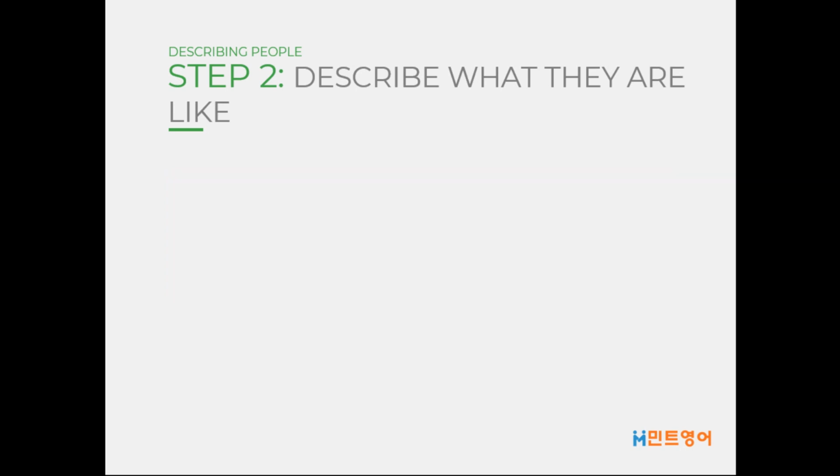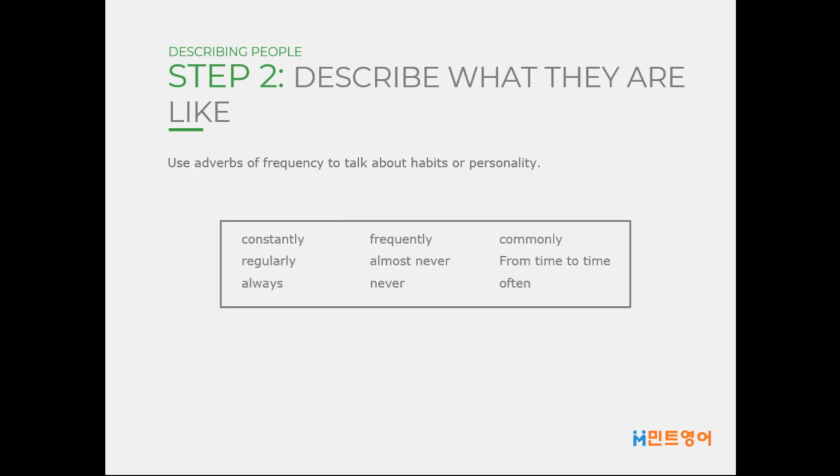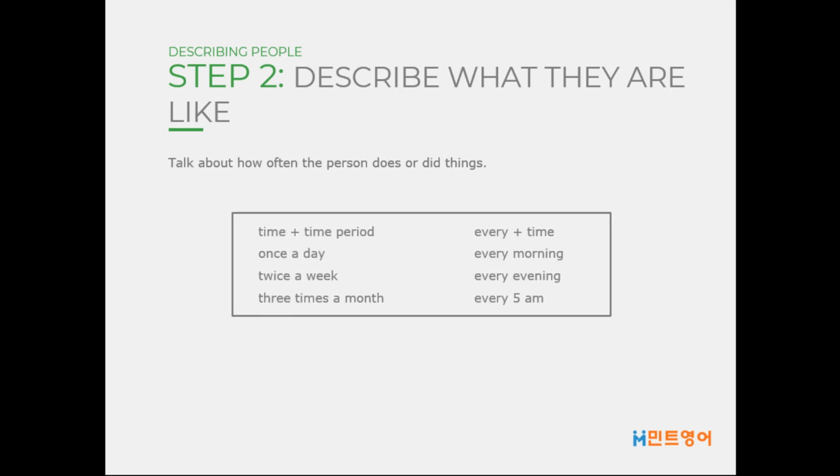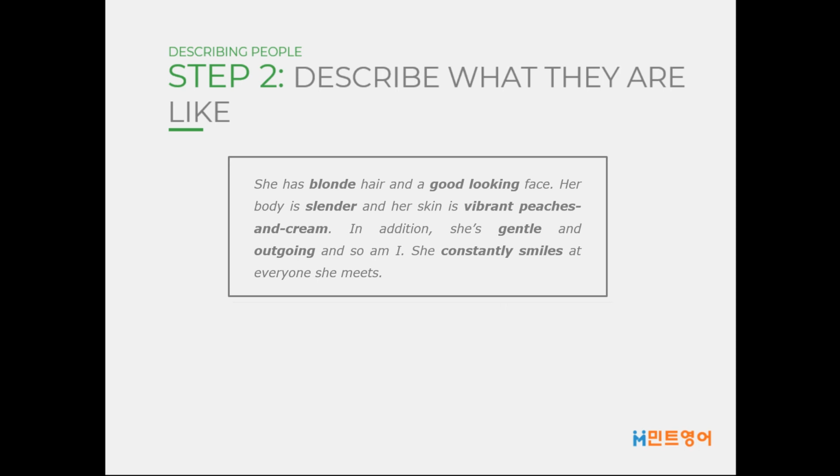To describe a person's physical appearance, use these words. To make your description more interesting, use adverbs of frequency to talk about habits or personality. Here are some adverbs of frequency that you can use. You can also talk about how often the person does or did things by following these structures. Look at how adjectives were used in this sample answer.